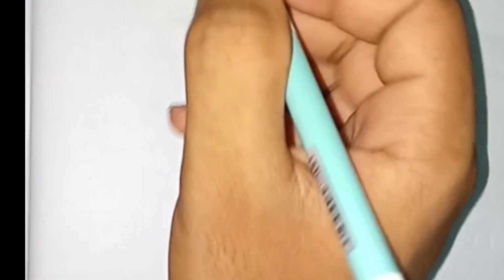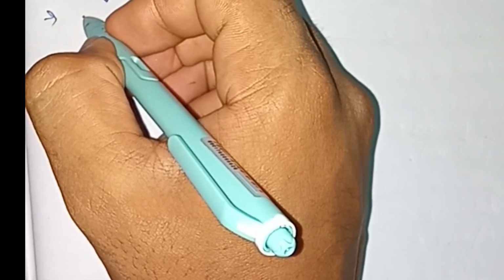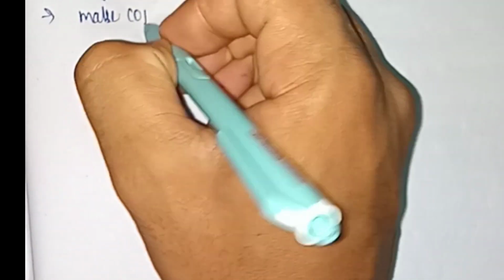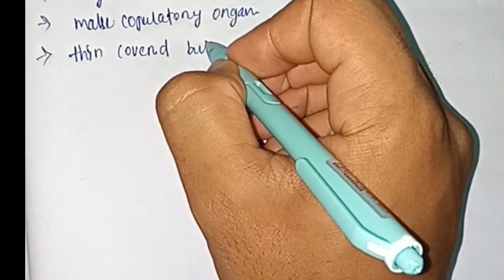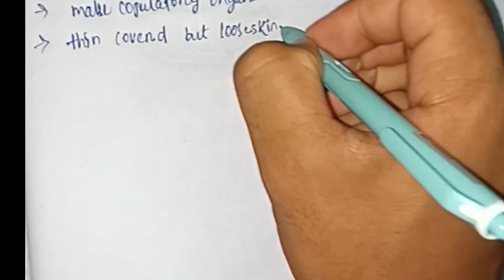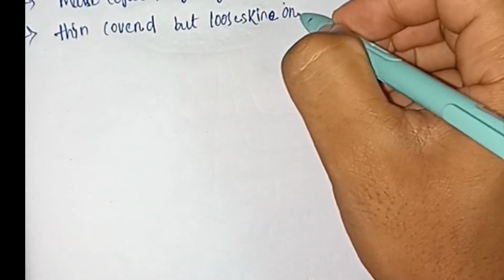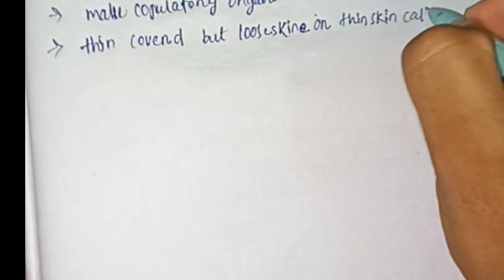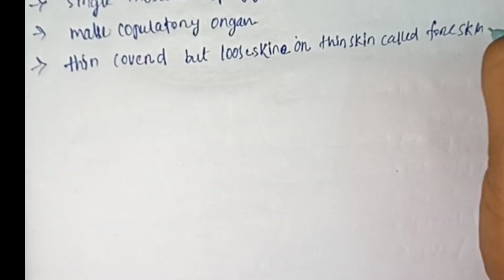The next topic is the penis, right? The penis is a single muscular spongy organ, and it is called the male copulatory organ. It is covered by thin, loose skin called the foreskin, okay.